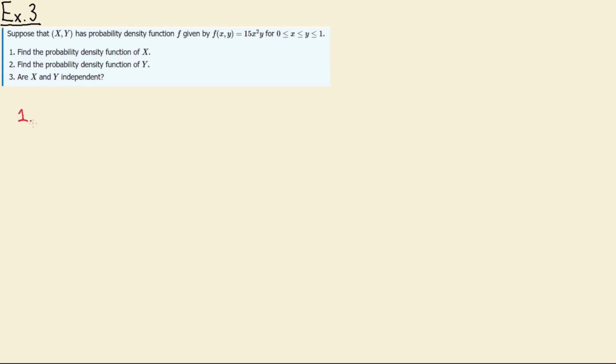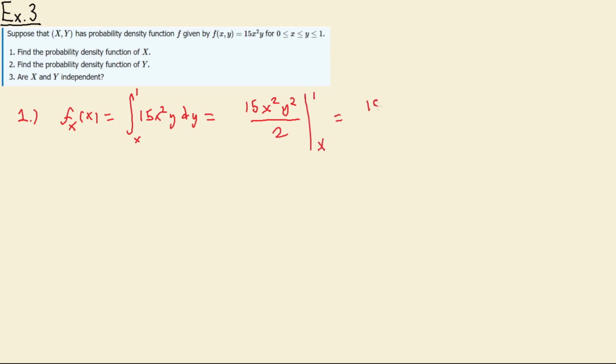And so first, let's try to find a marginal probability density function for x. This will be given by integrating over all possible values of y, our joint probability density function. So y here is going to range from x to 1. No longer are we going to have this very convenient 0 in the lower bound. So we're integrating over our joint probability density function here with respect to y. What are we going to get? We'll get 15x squared y squared over 2, evaluated from x to 1. And this is going to be 15x squared over 2 minus 15x to the 4th over 2.